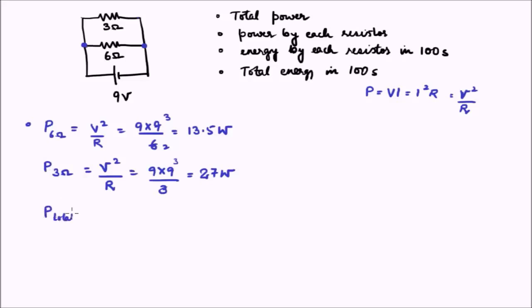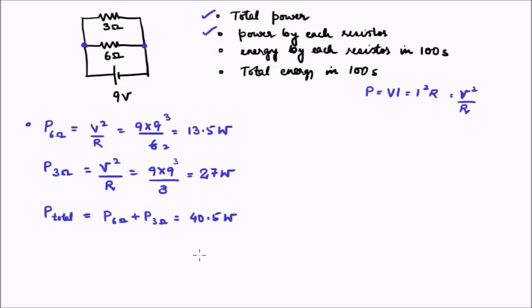Power total will be power through 6 ohm plus power through 3 ohm, which will be 40.5 watt, isn't it? 27 plus 13.5, that is 40.5 watt. So we have found out the total power and power through each resistor.